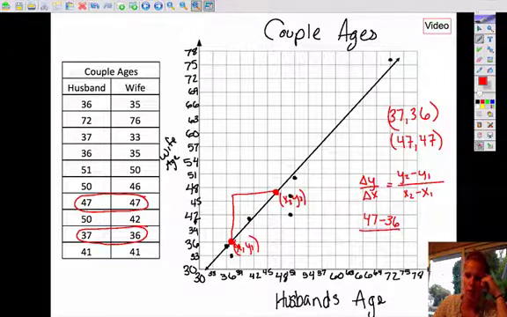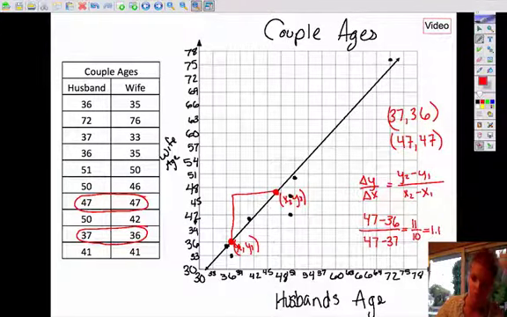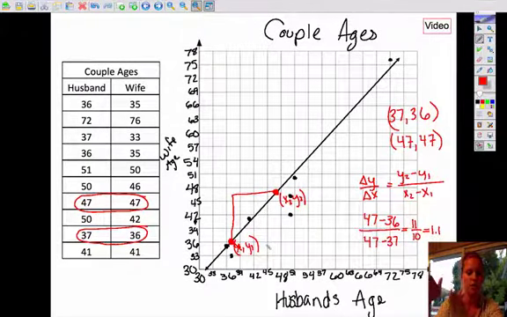Now that's over my x2 minus x1, so that's 47 minus 37, and then I get 11 over 10, which reduces to 1.1, which is really close to just 1, right? So that means for about every 1 year age difference in a wife is a 1 year age difference in a man. It looks like, according to my line, the women change 1.1 years for every 1 year change in a man.